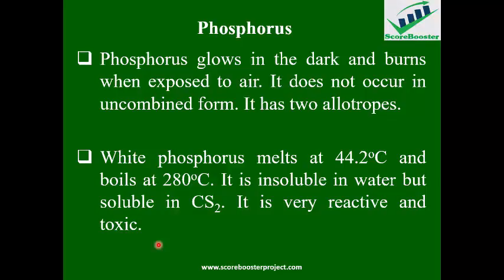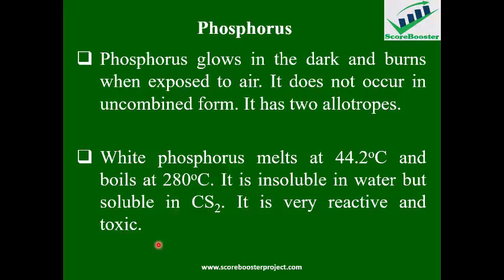So it does not occur in uncombined form. In fact, that is the only element that does not occur in uncombined form. It has 2 allotropes. Don't forget, I've explained allotropes. So 2 allotropes of phosphorus are white phosphorus and red phosphorus. So we are going to explain that one now.